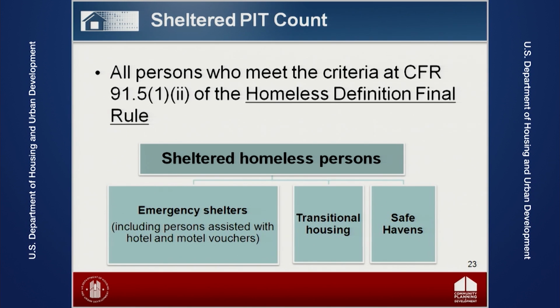However, homeless households currently residing on the street, in an emergency shelter, transitional housing, or safe haven that are enrolled in a rapid rehousing project but awaiting placement should be counted based on where they resided on the night of the count. Thus, rapid rehousing assisted households who are still unsheltered on the night of the count should be included as part of the unsheltered count.